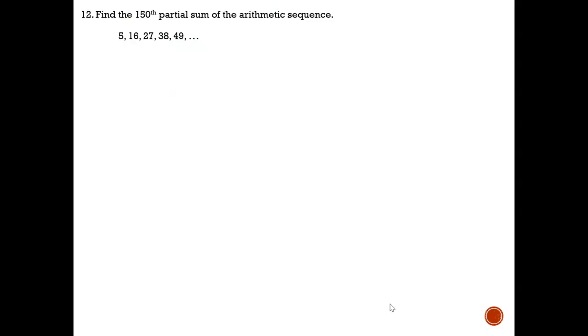It says find the 150th partial sum of the arithmetic sequence. So here, guys, what do we need? We need to find the first term and the 150th term, because we want the sum from the first term all the way to the 150th term. So we need to find the formula first.